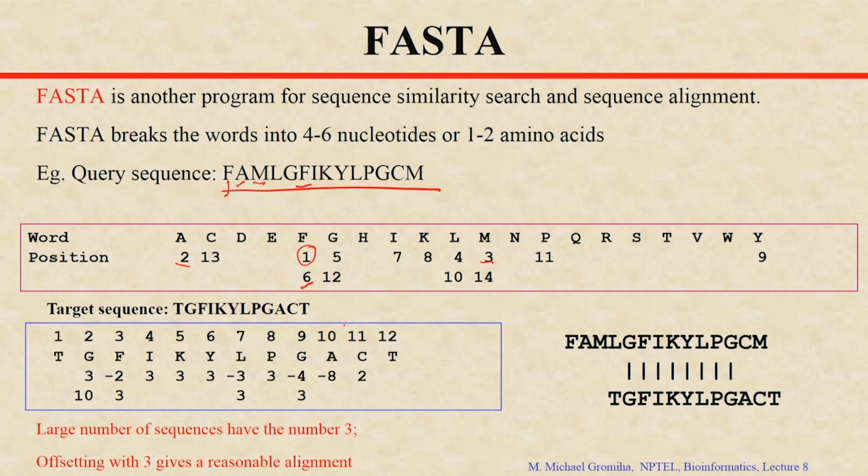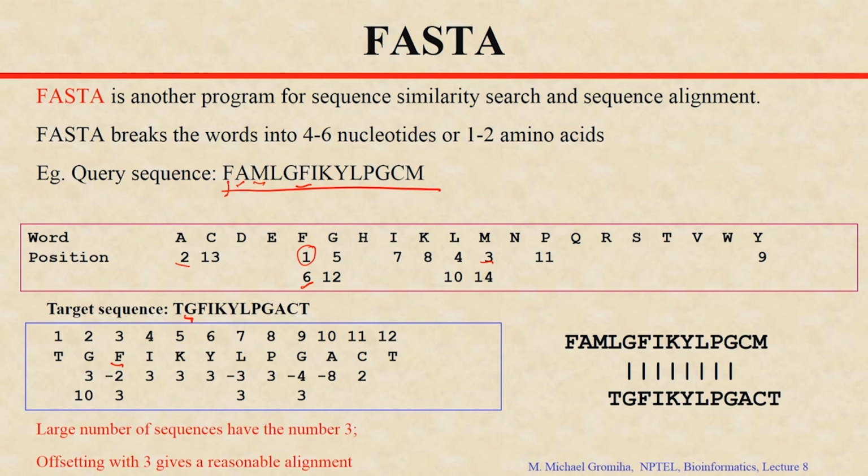Then take the target sequence and compare it with the query sequence. If you take this G, its position number is 5 and here it is 2, so 5 minus 2 equals 3. Another possibility is 12 minus 2 equals 10. Then we take the next one, F: this is in 3, here this is 1, so 1 minus 3 equals minus 2, and then 6 minus 3 equals 3. Likewise for the target sequence, they made this comparison and put the numbers.